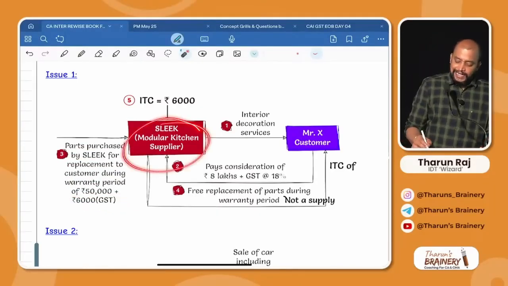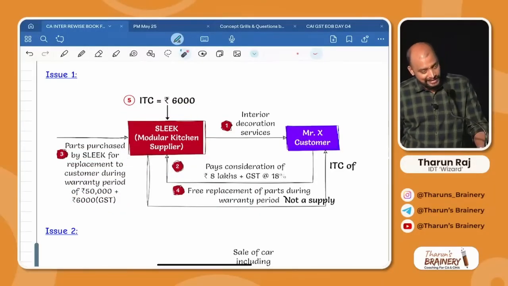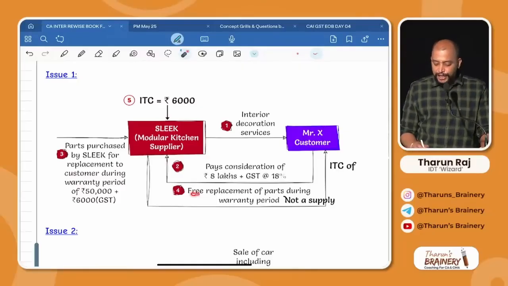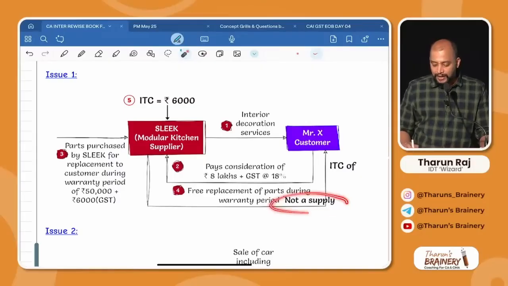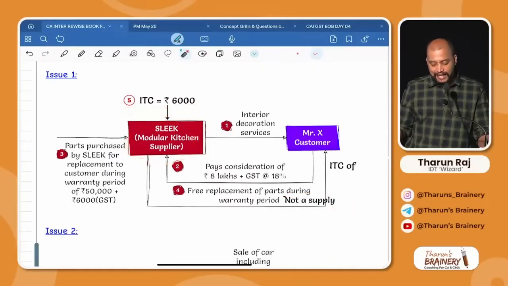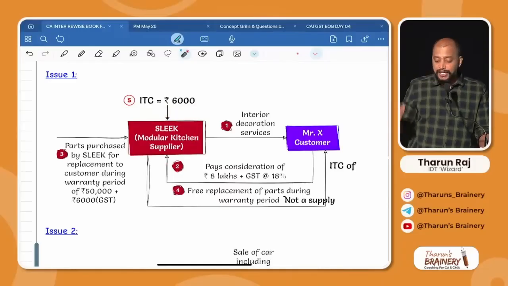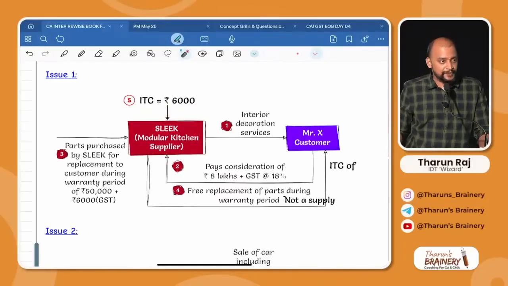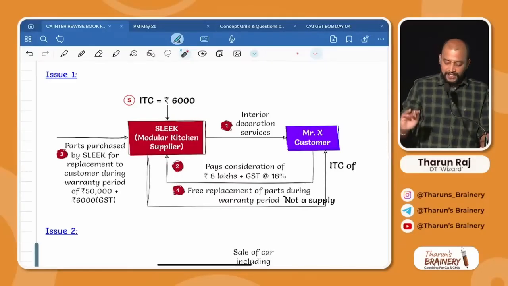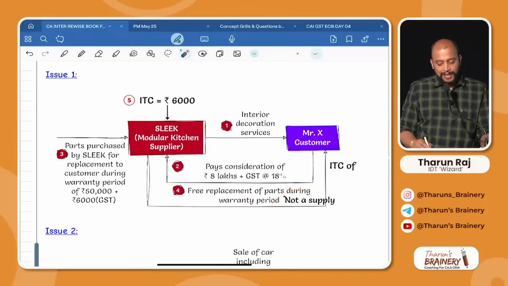Can Sleek take ITC of rupees 6,000? Yes. And whenever they do replacement during warranty period, is it supply or not a supply? Not a supply. And can they enjoy the ITC? Yes, they can enjoy the ITC. Whether they need to do any reversal of ITC? No. Reversal of ITC not required. It is not a supply.